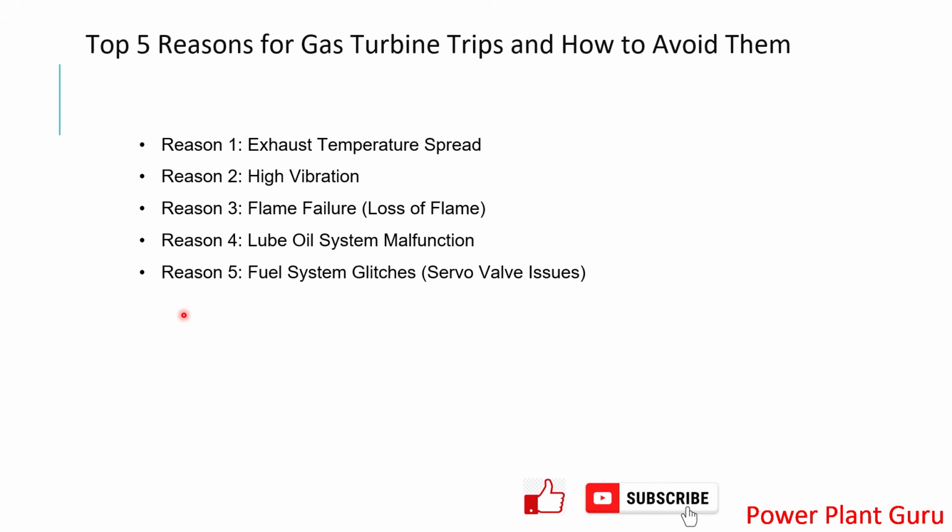One of those is gas turbine spread, vibration, loss of flame, malfunctions related to the lubrication system, and then servo valve related problems in gas or liquid fuel systems. Those are the ones we think are the major contributors to tripping in a gas turbine system, and we will try to dig deeper into each one of those. In this video, let us talk about reason 1, and in the subsequent video we will talk about reason 2, and so on.